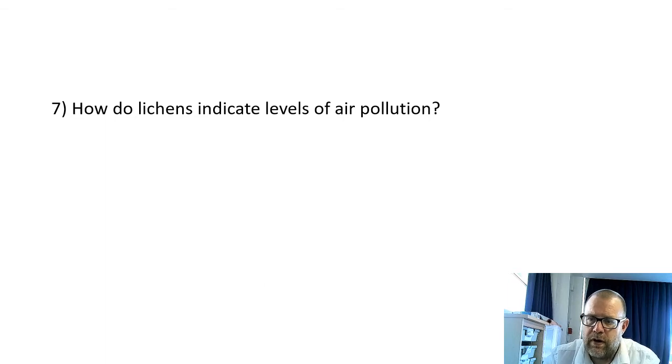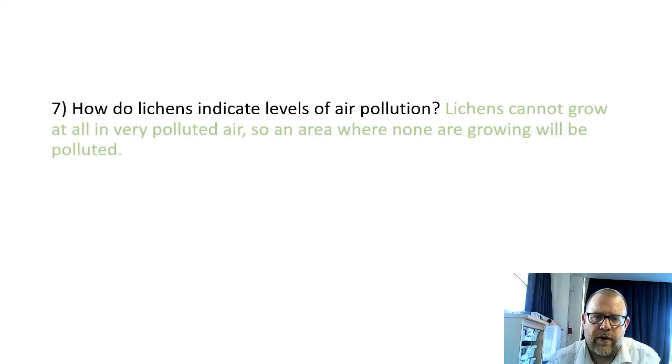So again, just a quick question based on what we just looked at. How do lichens indicate levels of air pollution? So lichens cannot grow at all in very polluted air, so an area where none are growing will be polluted. You can see these lichens often if you go into the woods, have a look on trees, you can see this growing.